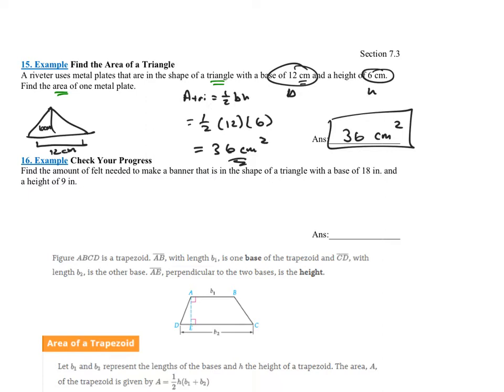It says, find the amount of felt needed to make a banner that is in the shape of a triangle with a base of 18 inches and a height of 9 inches. Okay, so we know that the height is 9, that the base is 18. We know it's a triangle and that we're trying to find the amount of felt needed. So we need the inside of it. We need the area. So we're trying to find the area of a triangle.